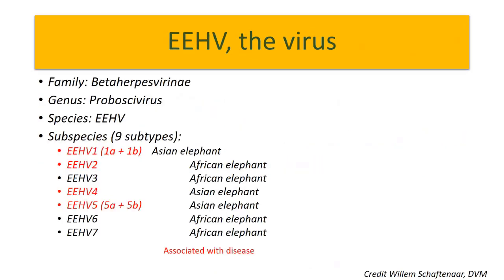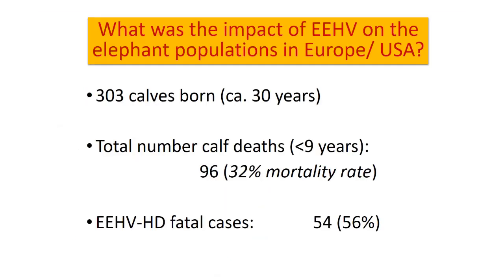So EHV itself is a beta herpesvirus type, genus Proboscivirus, with 9 subspecies types. Only EHV 1 and 1E have been recorded in Asian elephants, the rest are in African elephants. According to Willem's records, in the past 30 years more than 300 elephants have been born in European zoos, and among these 96 have already died. Among these 96, half were caused by fatal EHV.